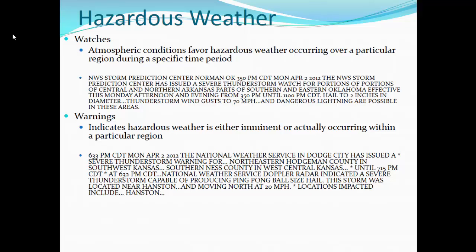A quick sidebar as to the nomenclature surrounding some of our short-term forecasts, or even those nowcasts, watches and warnings.